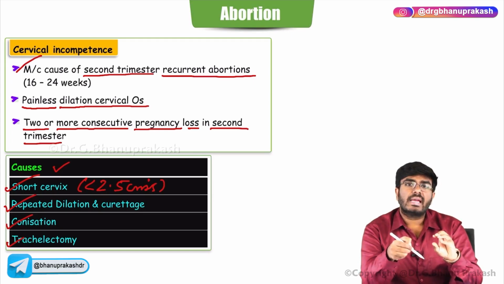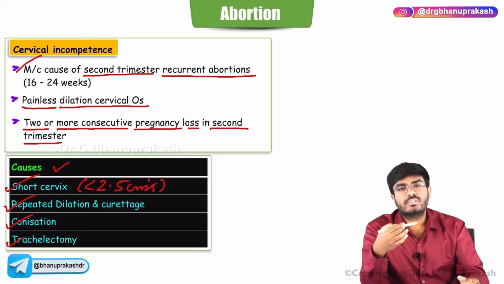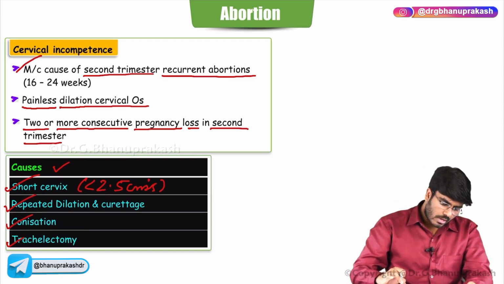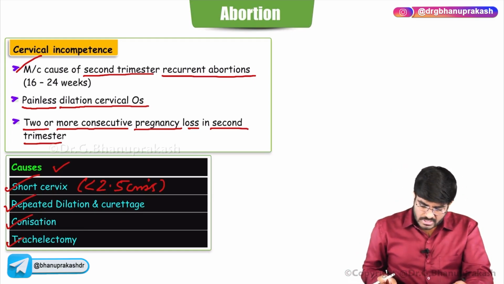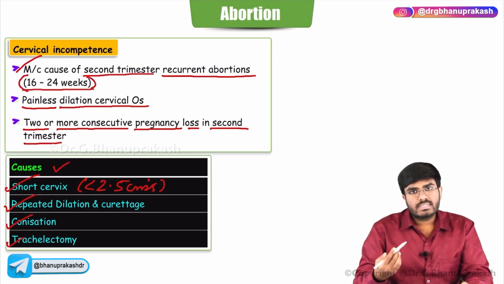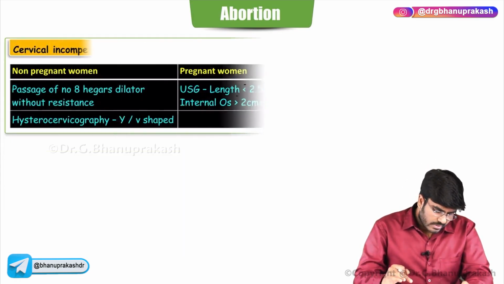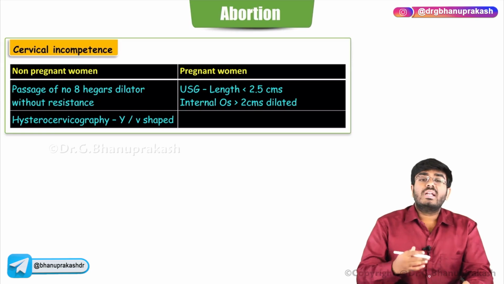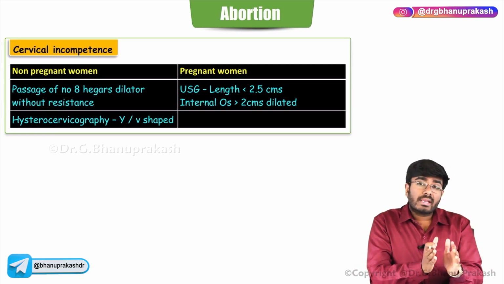The cervix is getting dilated painlessly, and that leads to second trimester abortions. Usually this abortion happens at 16 to 24 weeks. This is the time period in which cervical incompetence usually happens. Now please concentrate on how to make the diagnosis.